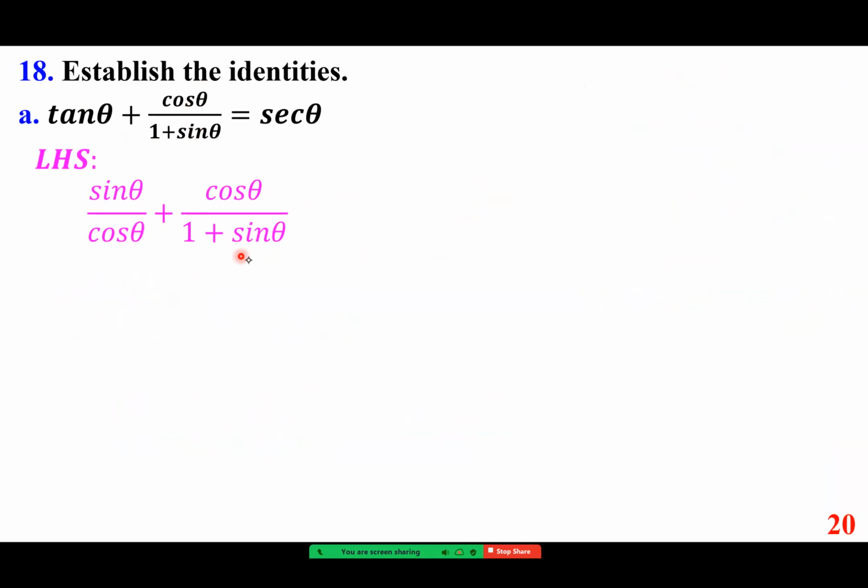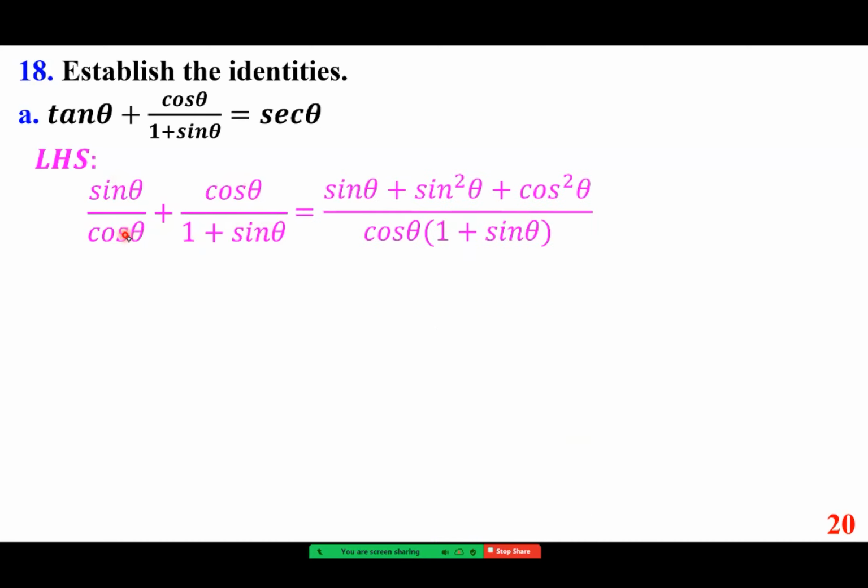What happens to the top? Sine theta times 1 plus sine theta plus cosine theta times cosine theta. So sine theta times 1 is sine theta, times sine theta is sine squared. This is plus cosine squared. So again, I'm going to write it at the top just to make sure you got that. So this is sine theta times 1 plus sine theta, and this one is simply cosine theta times cosine theta. So clearly, sine squared and cosine squared, they add up to 1, right?